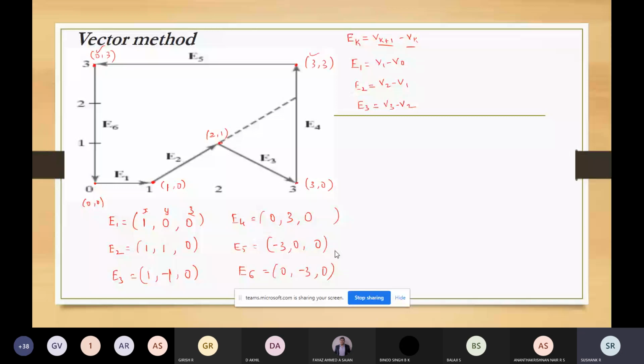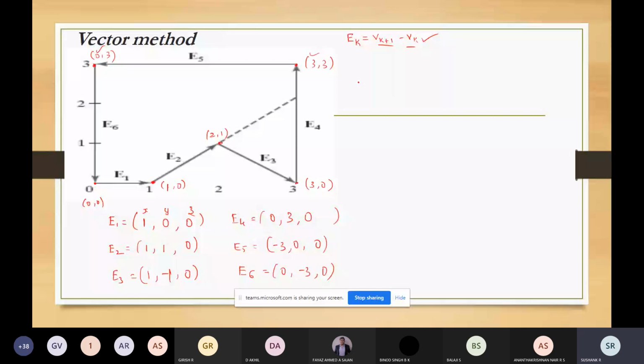So what was my first step? My first step was to find the edge vector. Now I found out the edge vector, so this step is done. What is the next step? The next step is to find the cross product. So E1 is 1, 0, 0, E2 is 1, 1, 0, E3 is 1, minus 1, 0, E4 is 0, 3, 0, E5 is minus 3, 0, 0, and E6 is 0, minus 3, 0.